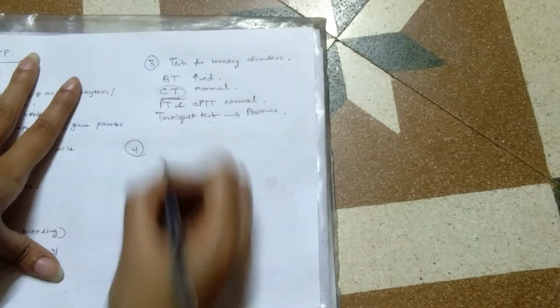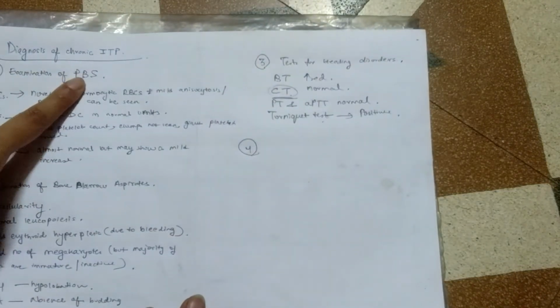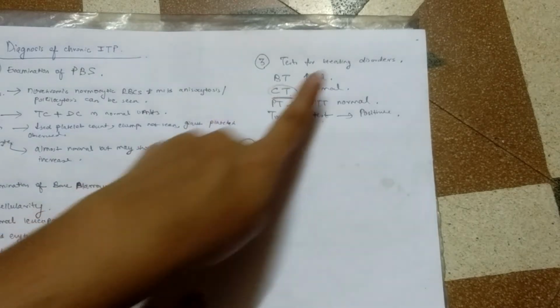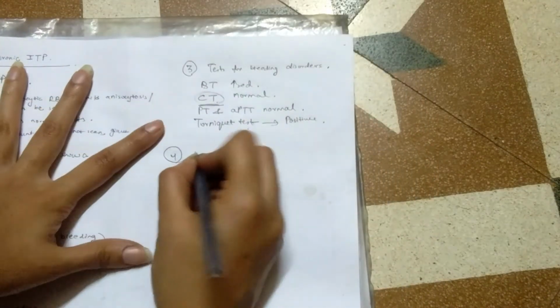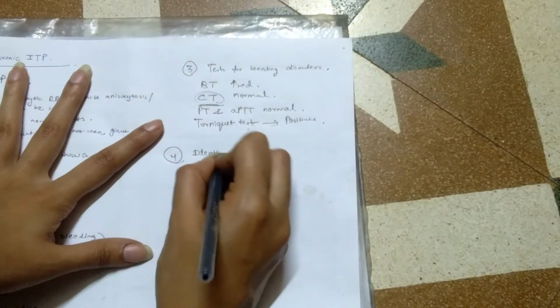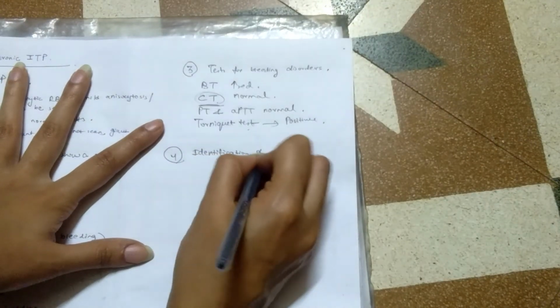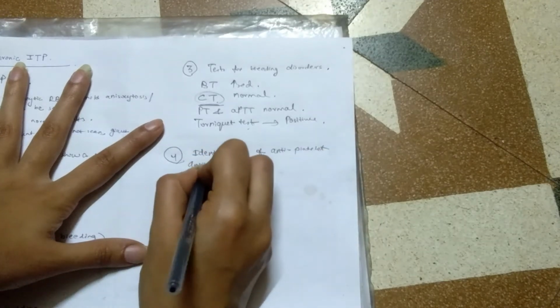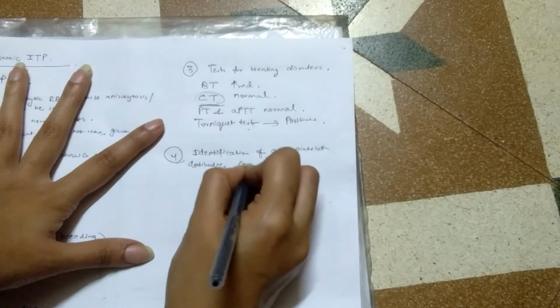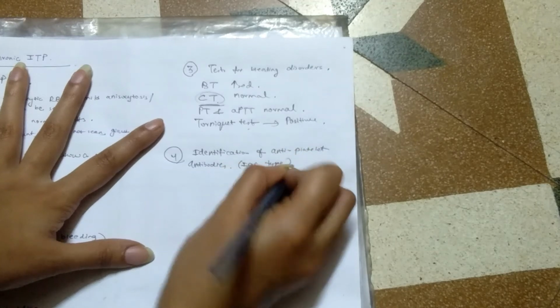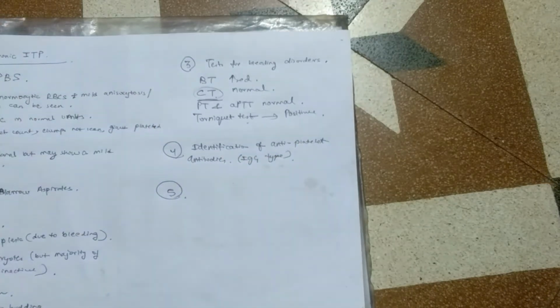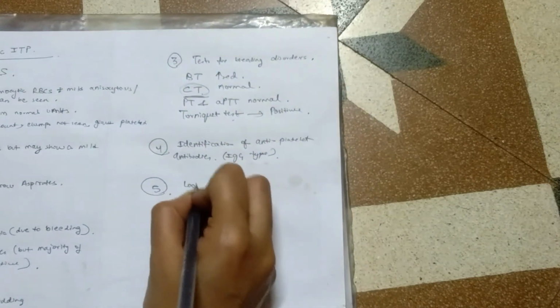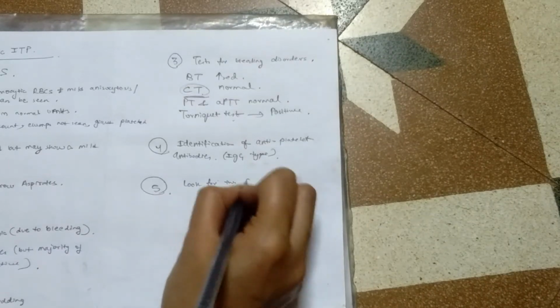Okay. Next, peripheral blood smear done, bone marrow aspirate done, bleeding disorders test done. Now what you have to do? Identification of anti-platelet antibodies. Okay, and this is IgG type. And finally, the fifth step that you are going to do is look for the cause.